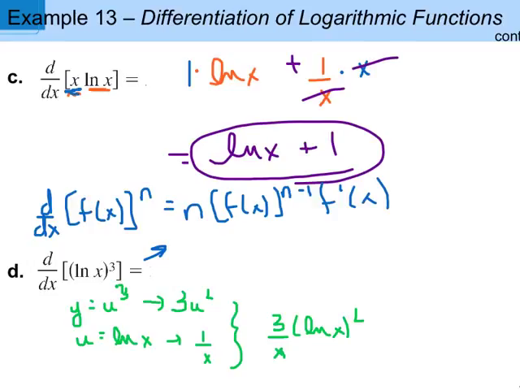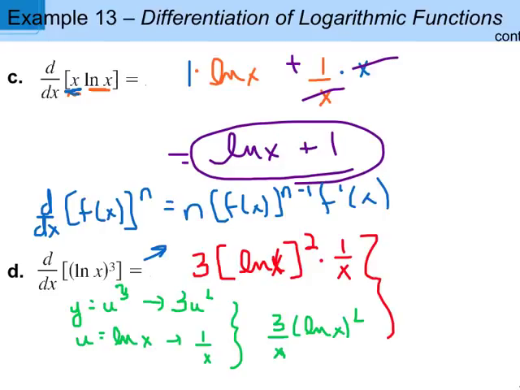So this is my n. So n times the function, I guess I could just write natural log of x, to the 1 less power times the derivative of the function. And you see these both give you the same answer. 3 times the natural log of x squared all over x.